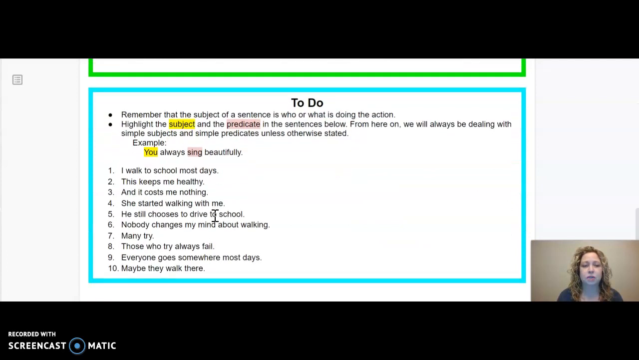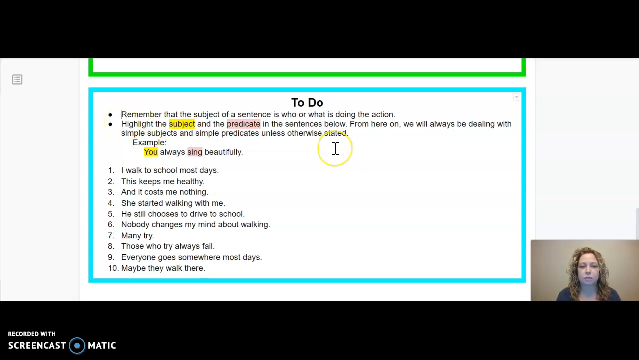Your work for today is going to be to highlight the subject and predicate in the sentences. Really similar to what we've been doing with our noun and action verb work, but now we're looking at pronouns. So remember that the subject of the sentence is who or what is doing the action. That's still the same, whether we're talking nouns or pronouns. This time, if it's a who, it might be he or she or I or we or they. Those are still whos, so to speak, right? They're still people, but they're not specific, like Amy or Susie or whatever.